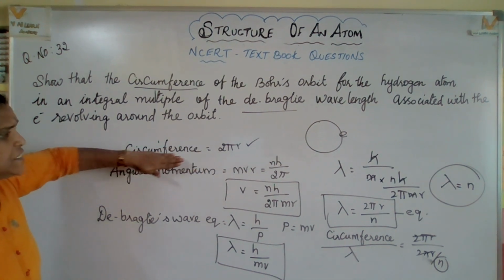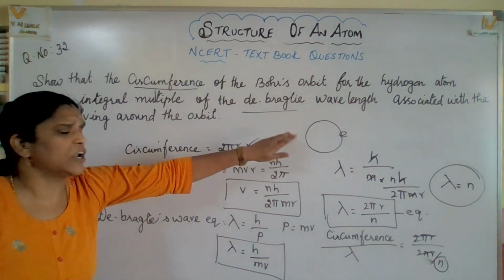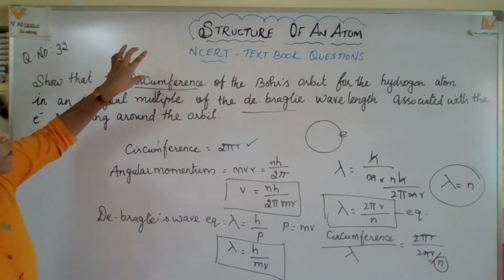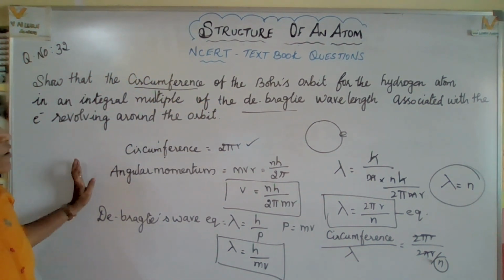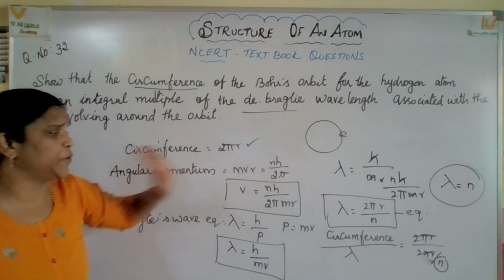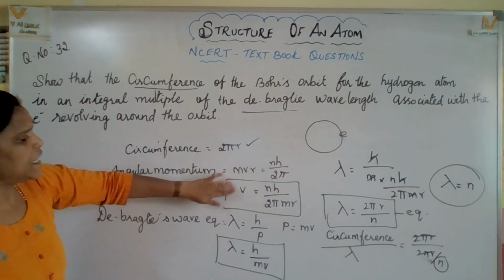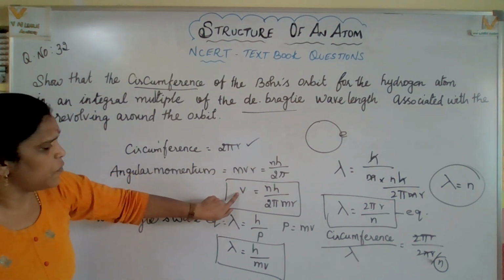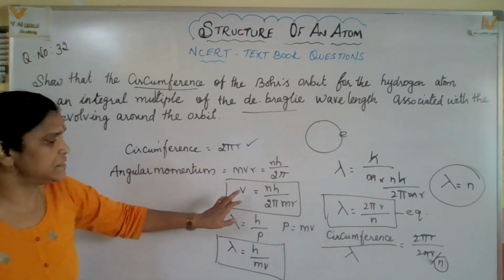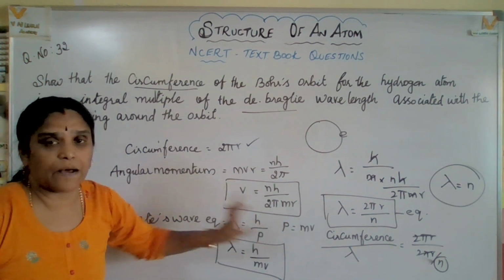Let us recap. Circumference equals 2 pi r. Generally the electron revolves around the orbit, that is actually according to Bohr's atomic theory. Now, angular momentum, what has been mentioned, mvr equal to nh by 2 pi. Yes, fine. Now let us bring that v over here. So v equals nh by 2 pi mr.